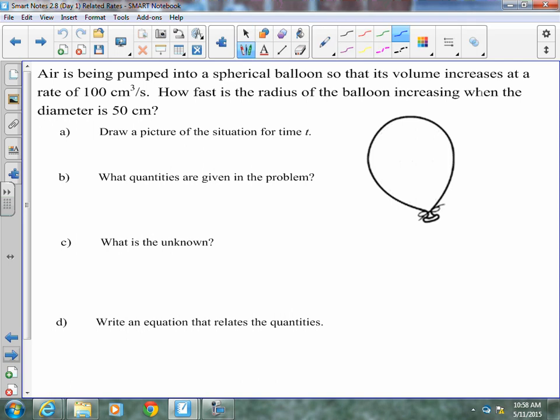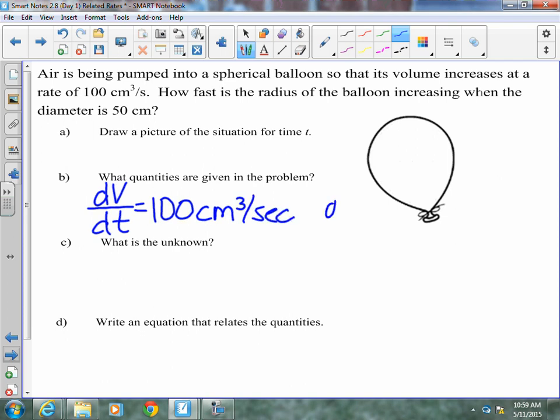So, draw a balloon. What did they tell us? Well, they told us the volume increases at a rate of 100 centimeters cubed per second. It's the volume, which means it's a rate of change, so it's the derivative of the volume in terms of time. It's 100 centimeters cubed per second. And they tell us that the diameter is 50. We know some stuff about balloons, and typically the unit you need to find volume or surface area is the radius, so we can think about that while we're here also.